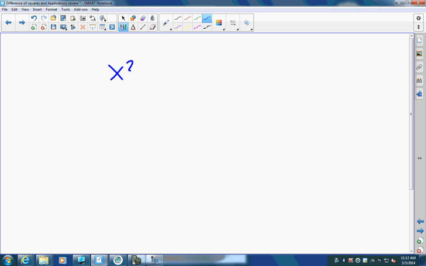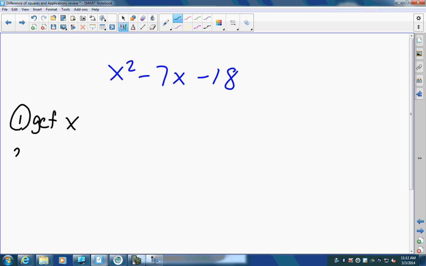X squared minus 7x minus 18. We need to factor this completely. Now, step 1. Step 1 is to factor out the GCF. Now, if there's not a number in front of that x squared, there's no GCF for us to take out. Step 2 is for us to slide. There's no slide because there's no number right there. That means this is a lot easier. I can go straight to factoring.